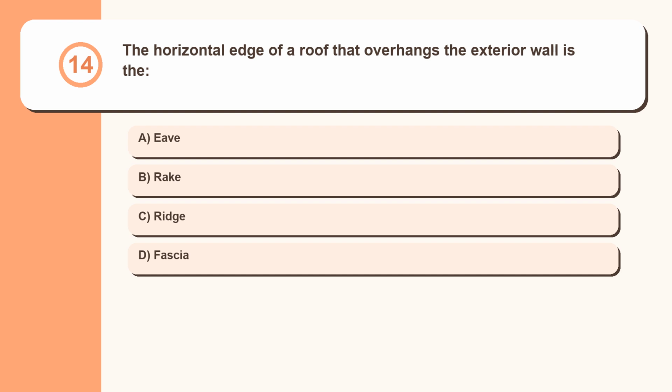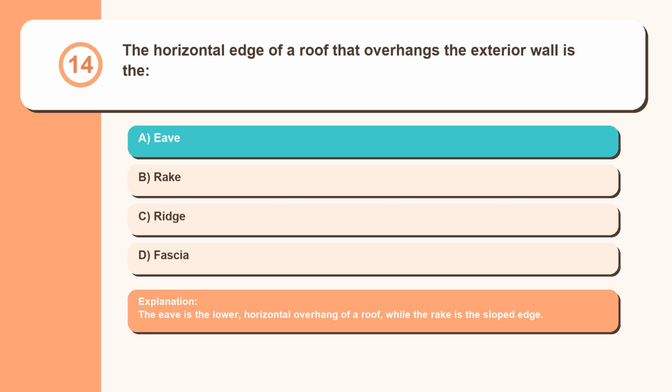Question 14. The horizontal edge of a roof that overhangs the exterior wall is the eave, rake, ridge, fascia. The eave is the lower, horizontal overhang of a roof, while the rake is the sloped edge.